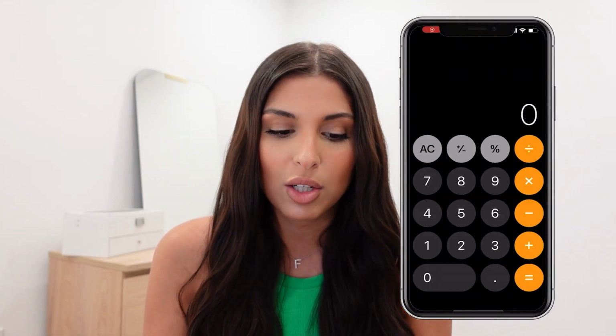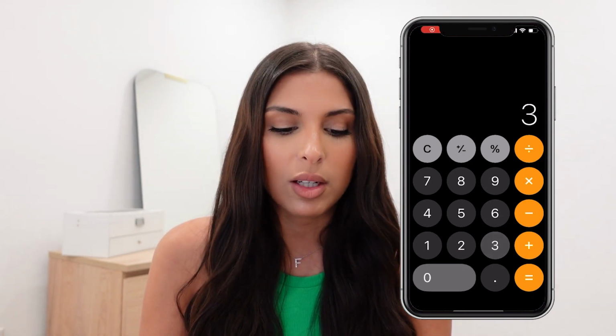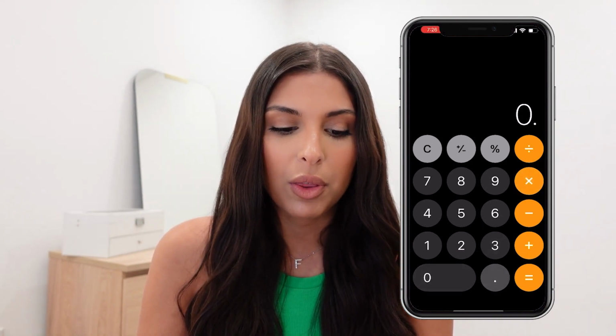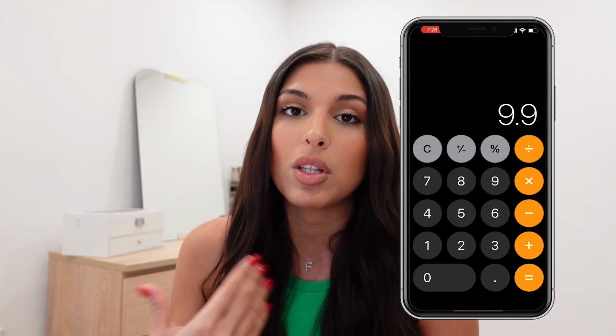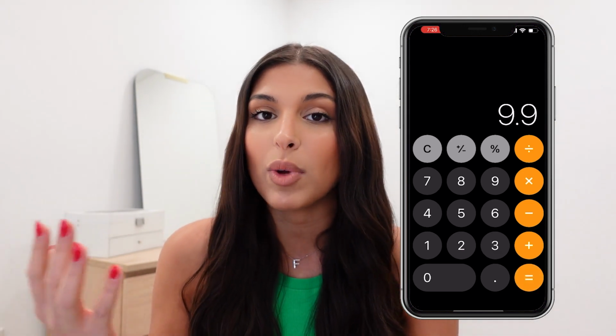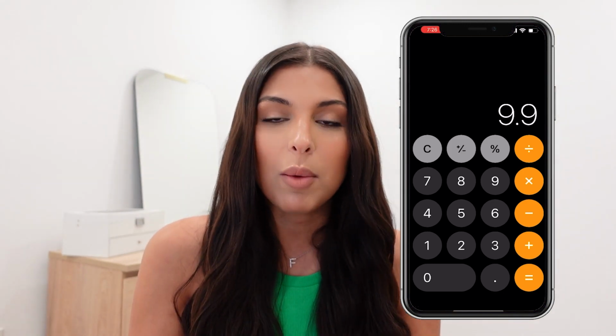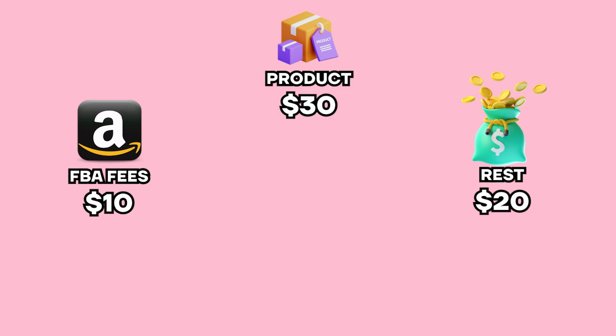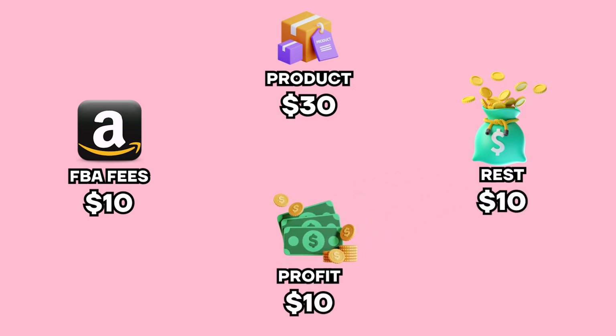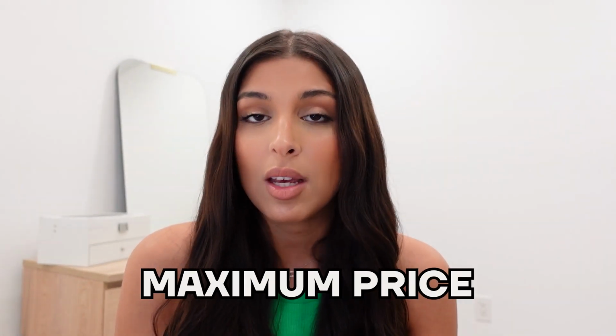Let's say you find a product that is being sold on Amazon for $30. This is the backwards calculation that you're going to do. It's going to be $30 times 0.33, that's 9.9, which is the Amazon FBA fees. This is what Amazon is going to take from you. So $9.9, let's say $10. What you have left is now $20. You want to profit $10 out of this. So that means you have $10 left, and this is your maximum price to purchase the product, to get your packaging, and to ship it to the Amazon FBA warehouse.